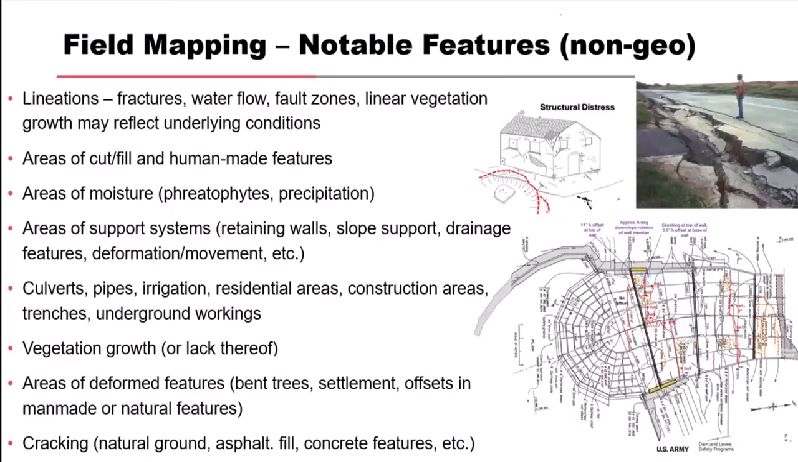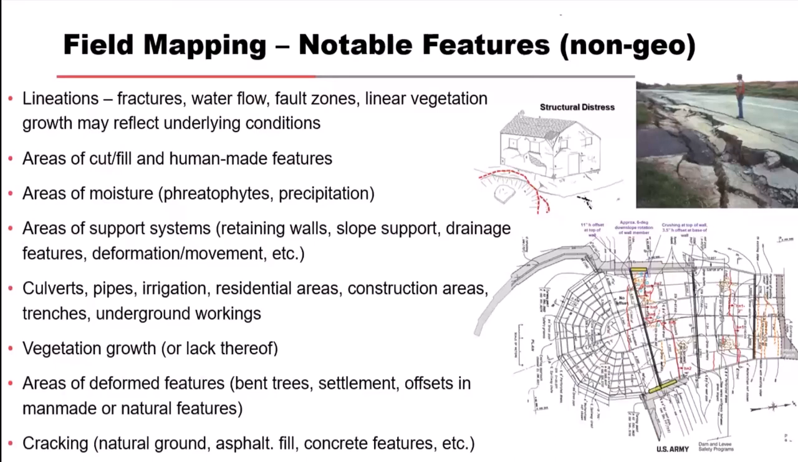Areas of moisture, these are called phreatophytes. So this is where vegetation grows in an unusually excessive way, right? You get water seepage, and that's where the vegetation is growing like crazy, cattails and other sort of thing. So support type systems, if there's retaining walls or slope features or drainage features, you might want to just document that in your photos or on your map and show what sort of retaining systems were used. Culverts and pipes, irrigation features, vegetation growth, areas of deformed features, bent trees, offsets, and cracking, natural ground, asphalt, or concrete structures.